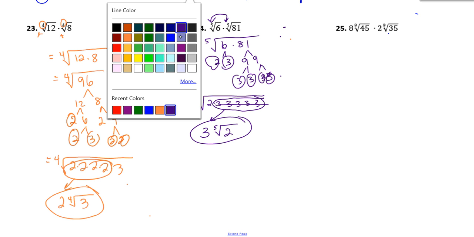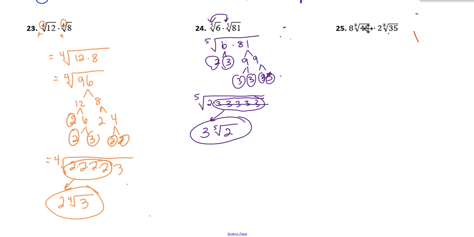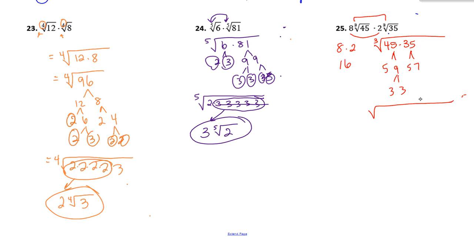All right, next example. This one we've got 3s on the shelf, so that's good. Now we've actually got an 8 times 2 here, so that can go on the outside. And then for our number pieces, we're going to combine them into one radical, 45 times 35. Okay, and then we're going to break those down. That's 5 and 9, 3 and 3, 5 and 7, and that's it. So it looks like this guy is 3, 3, 5, 5, 7.